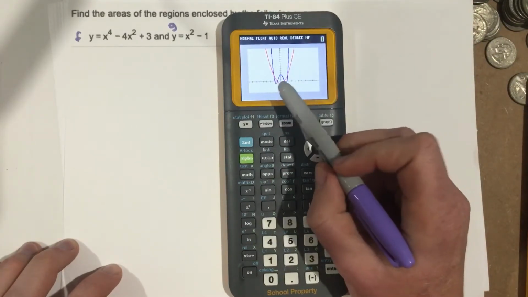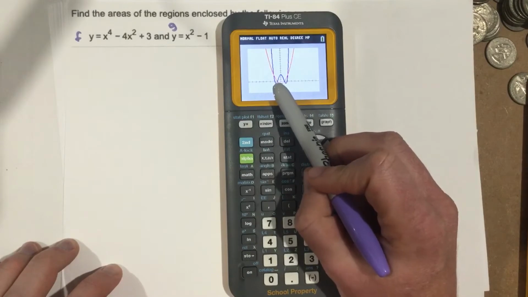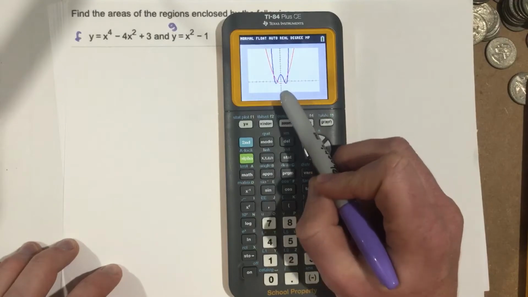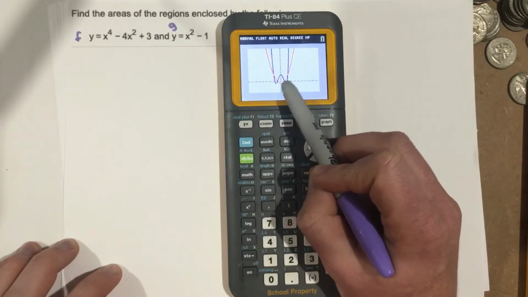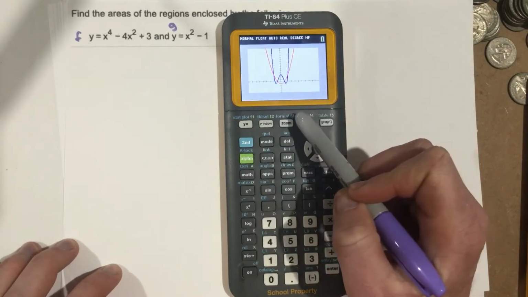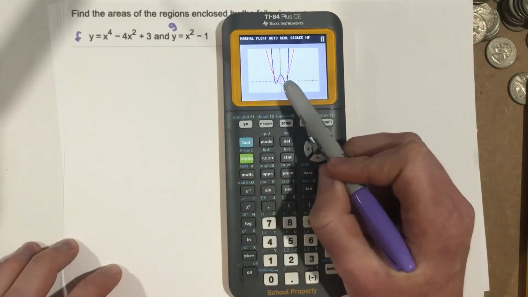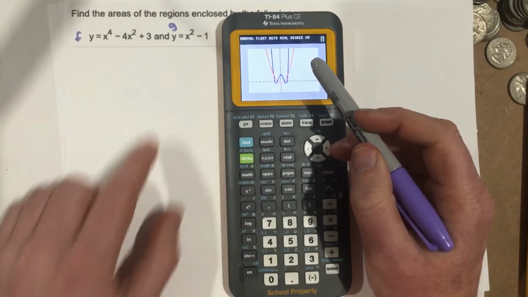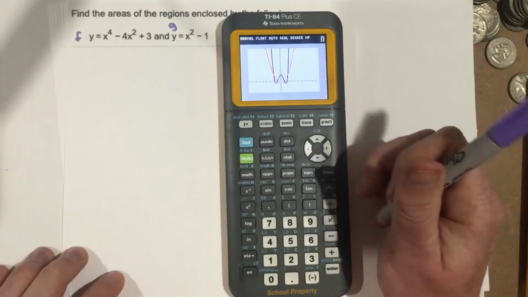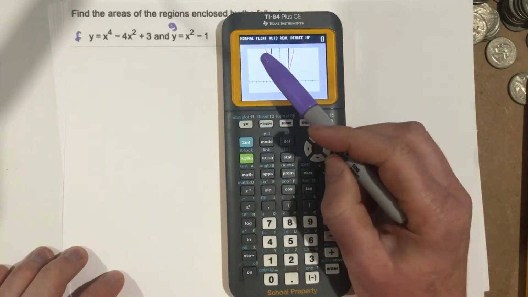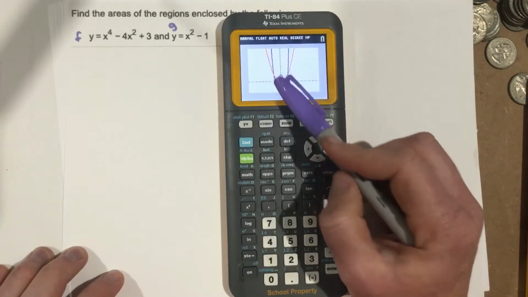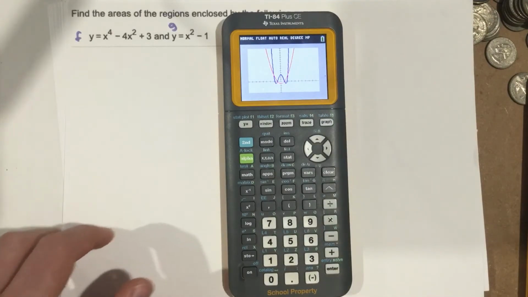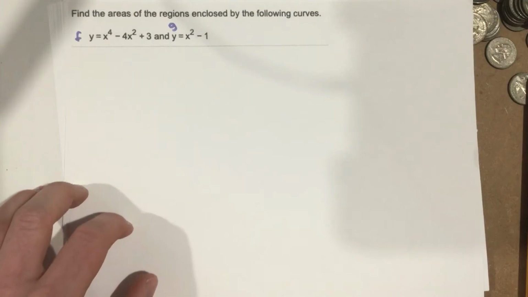At different points, the red function's larger than the blue function on the left side and the right side. If you notice, it's above it. And then in the middle, the blue function's larger than the red function. These are important things to be able to picture. Most of you should be able to picture the parabola along with a fourth power polynomial. Now, we don't actually need the graph to solve this at all, so let's go ahead and start solving this problem.